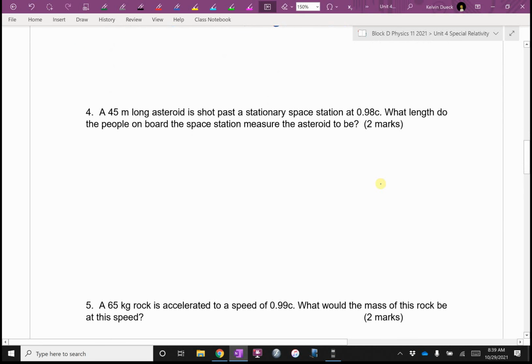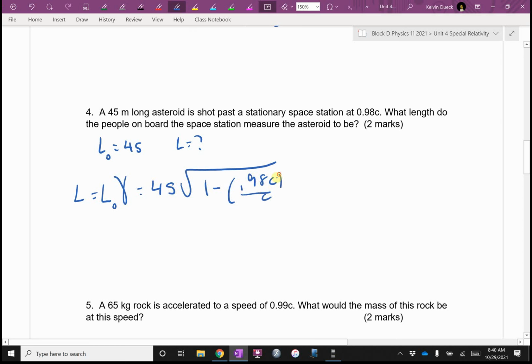A 45-meter long asteroid is shot past a stationary space station. What length do the people on board see? It's moving past them. They're going to see it shorter. So I think L0 is 45. It wasn't as obvious this time because it didn't include the phrase stationary or at rest. But I said, wait a minute, what would I see if I see that rock or that asteroid moving past? It's going to be shorter. And the shorter one is the relativistic length L. That's what this question wants me to find. It's going to be L equals L0 times the square root function. It's going to be 45 times the square root of 1 minus 0.98 c over c, all squared.